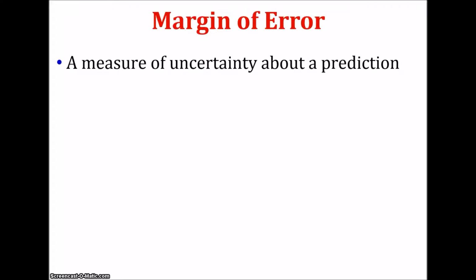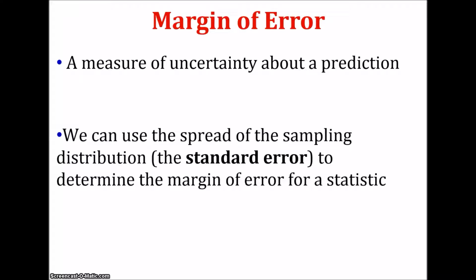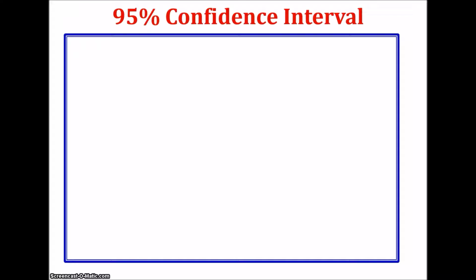Now, margin of error is a measure that tells us how much uncertainty there is in our prediction or our estimate. We can use the spread of the sampling distribution, which we called the standard error, to determine how large the margin of error should be for a statistic. Another key thing to keep in mind, and we'll come back to this more later, is that the margin of error depends on a particular level of confidence that you want to have, that you're within that distance of the true value of the parameter. Usually we use a 95% level of confidence when we calculate a confidence interval and a margin of error.